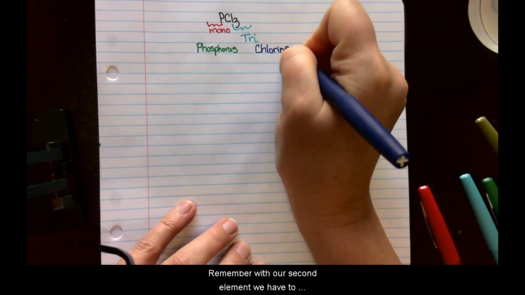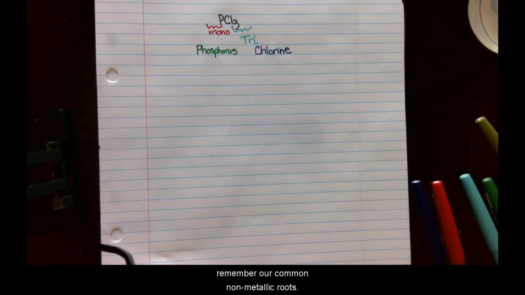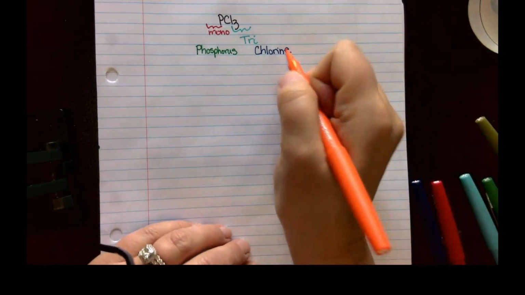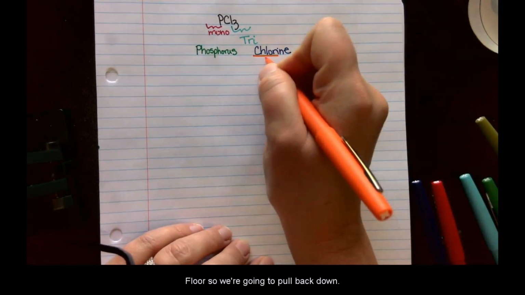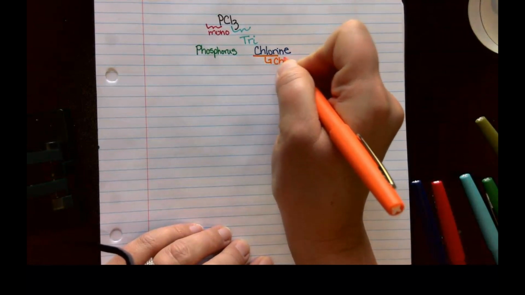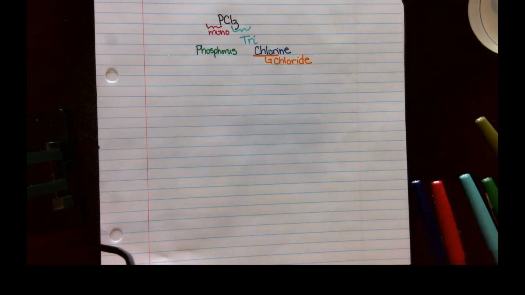Now, remember with our second element, we have to remember our common nonmetallic roots. And so the common nonmetallic root for chlorine is chlor. So we're going to pull that down and add the suffix "ide." So it becomes chloride instead of chlorine.